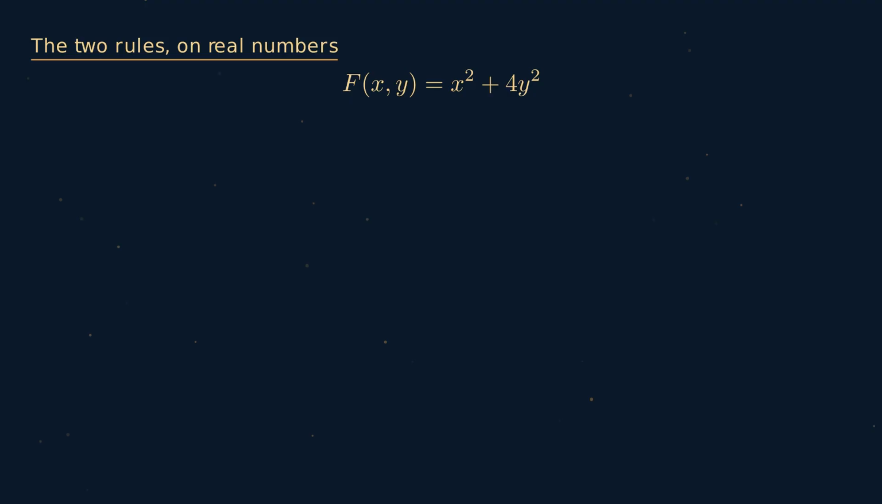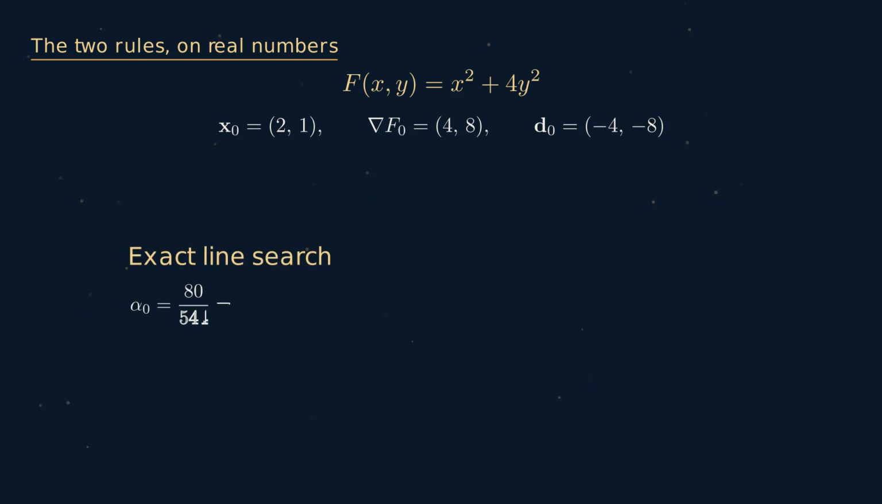Let us make that concrete. One function, one starting point, one direction, and two rules for how far to go. The exact rule uses the closed form, about 0.147. The value falls from 8 to roughly 2.12. And notice the y-coordinate flipped sign, the step sailed over the valley floor. That is the zigzag being born.